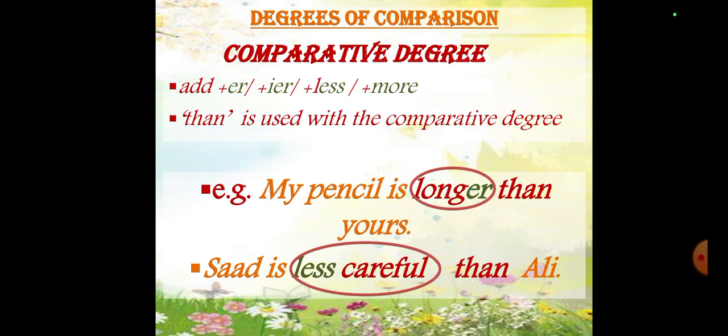Sad is less careful than Ali. That means less careful here tells us that he has an action that is less than something. So here we're talking about two people also.